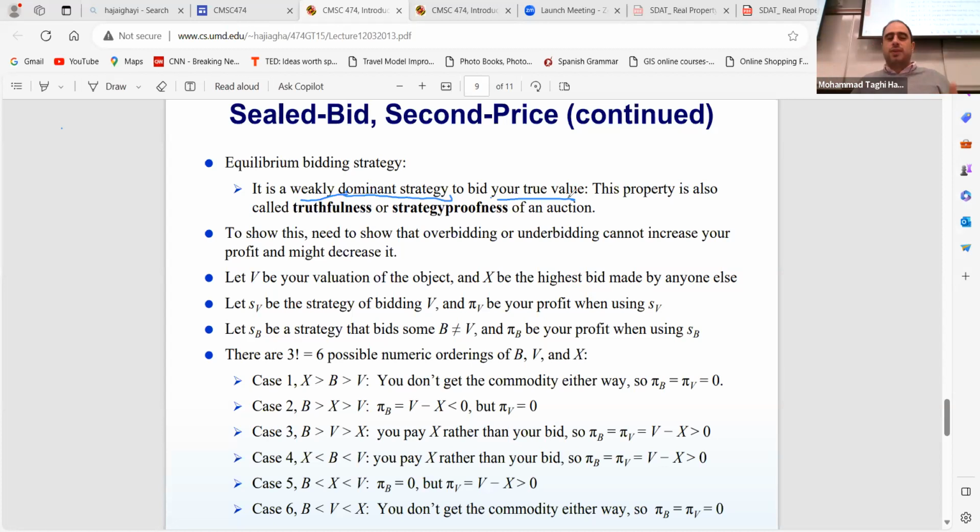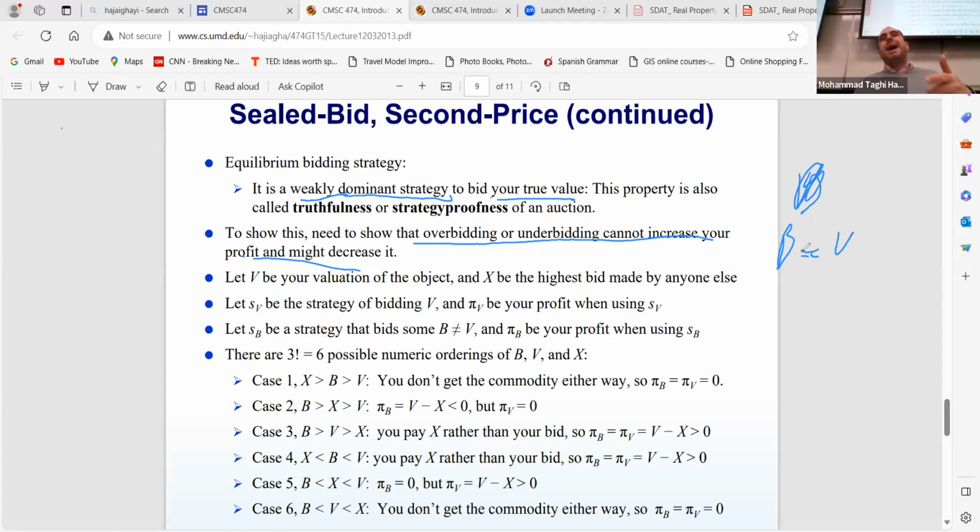Let's see the proof for this one. Why is it the case? The general idea, the intuition of the proof, is that if you overbid, say over your actual valuation. So here this is the bidder's valuation and this is the bid. So the bid should be equal to your value. And that's a very good thing because then the people don't need to worry about it.